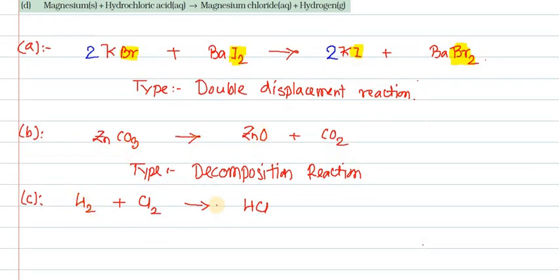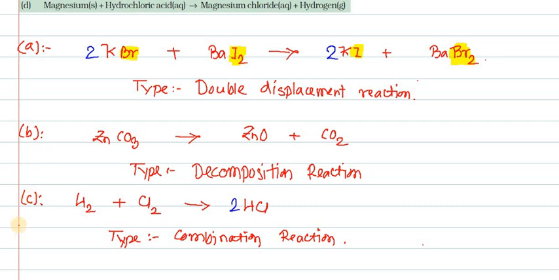On the left we have 2 hydrogen, but on the right we have only 1 hydrogen. So let's make it 2. Now this makes chlorine 2 on the right, and on the left also we have 2 chlorine. That means this equation has been balanced. Now what about the type? You see here 2 compounds are combining to form a single compound. That means the type of this reaction would be combination reaction.